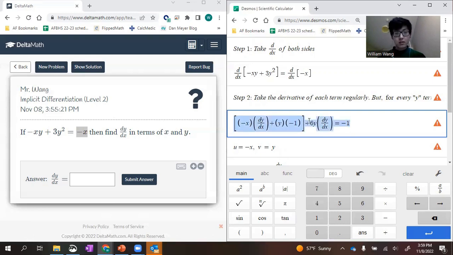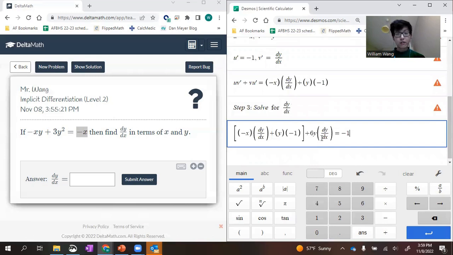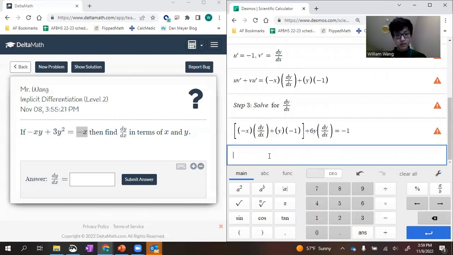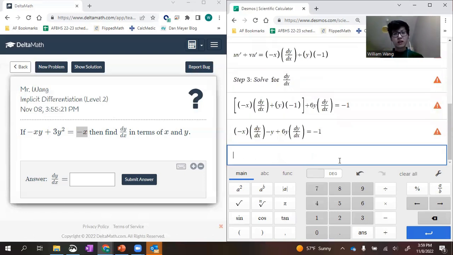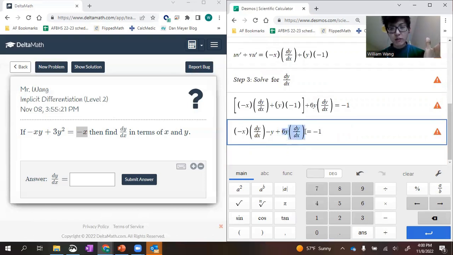Let me copy and paste this. And we're going to move on to step 3, which is just solve for dy over dx. So let's simplify this. Just to make this simpler, I'm going to write negative x dy over dx plus y times negative 1, that's just minus y, plus 6y dy over dx is equal to negative 1. Cool. So I simplified it a little bit. Now I want all the dy over dx terms on one side of the equation. So I have 6y times dy over dx. That's one term because they're multiplied together.